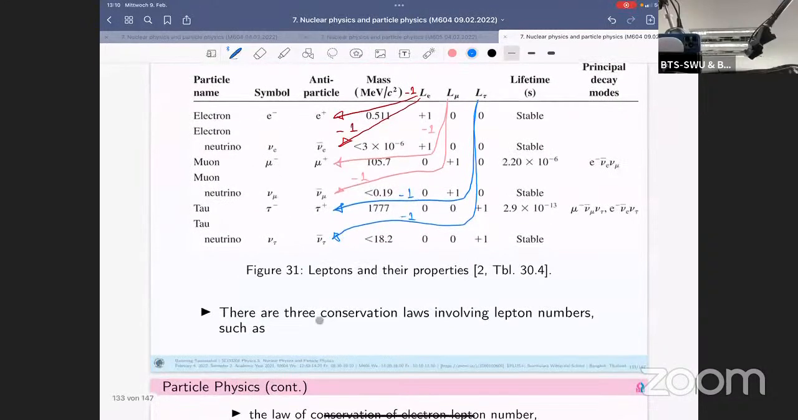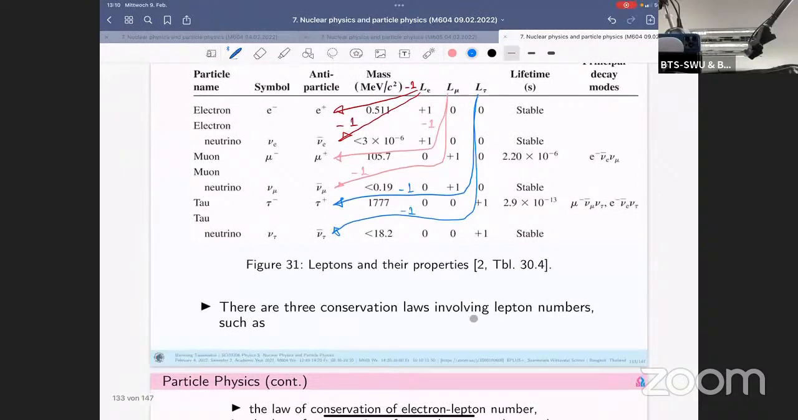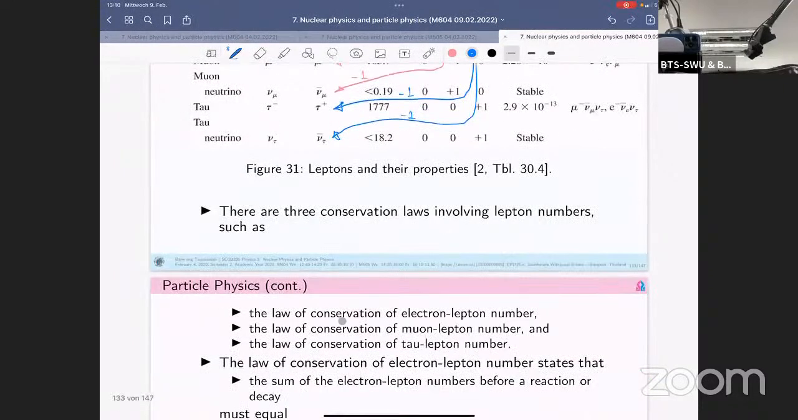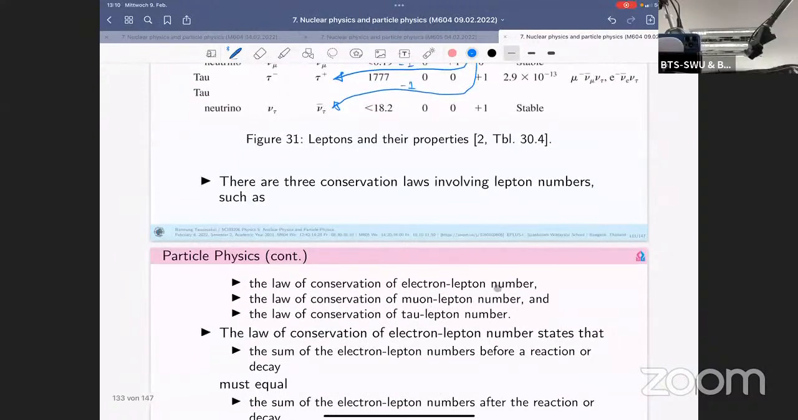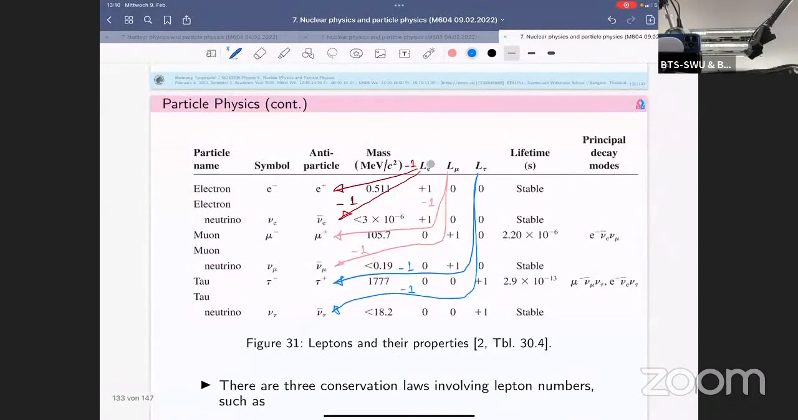of these particles, the lepton particles. There are 3 conservation laws involving lepton numbers, such as the law of conservation of electron lepton number, the law of conservation of muon lepton number. Okay, conservation of this thing, Le, conservation of this thing, L mu, conservation of this thing, which is called tau lepton number.